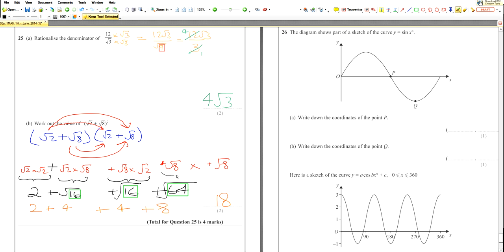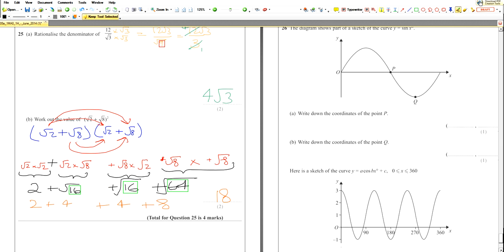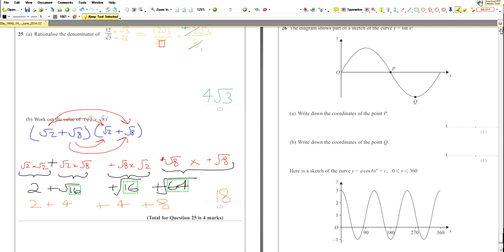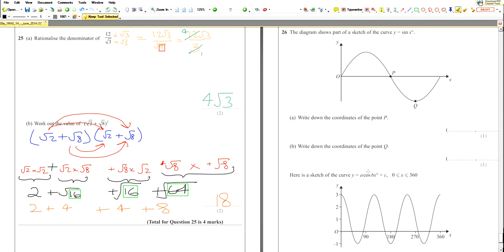Okay, lovely. I think we're on the last question now, and I'm exhausted. I'm sure this is the last question of the paper. Time to drink my tea.